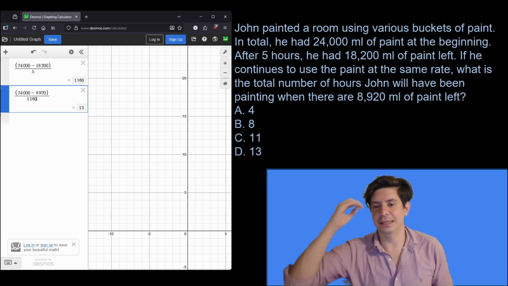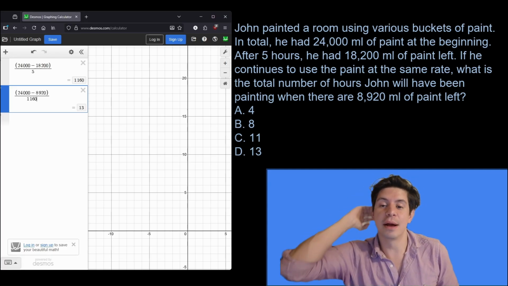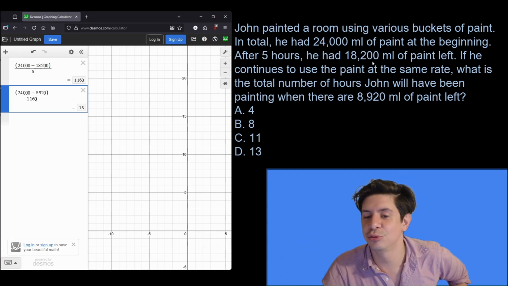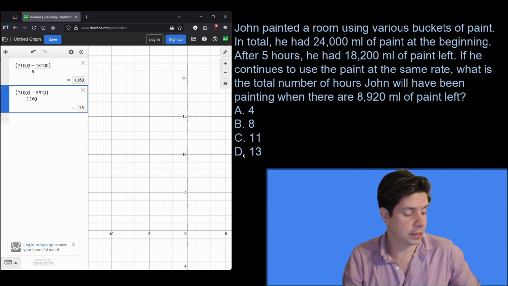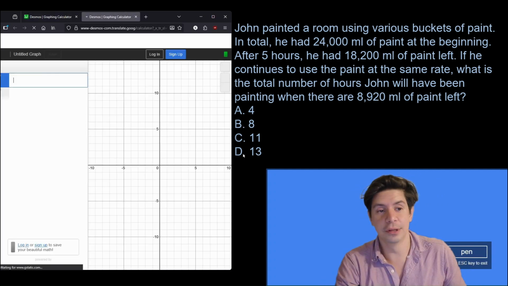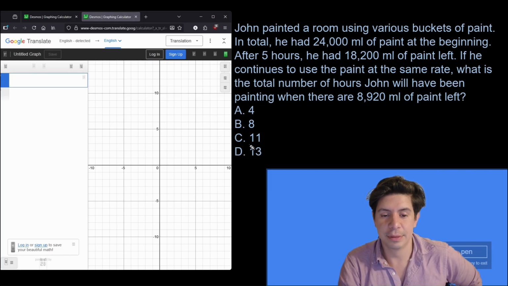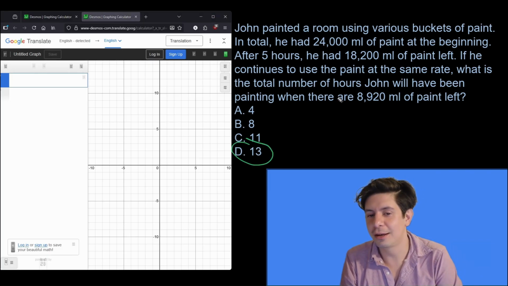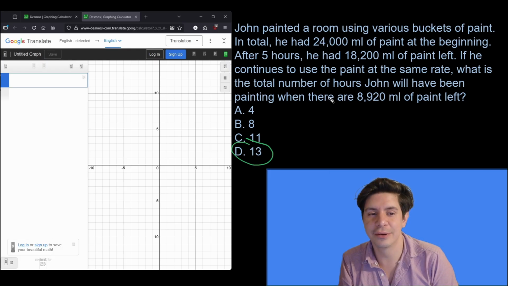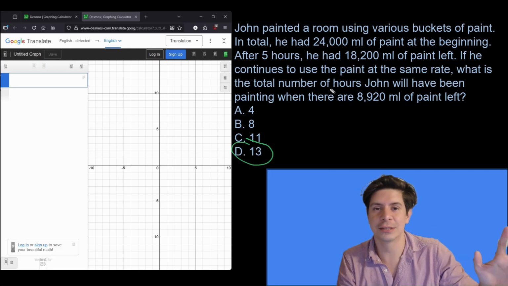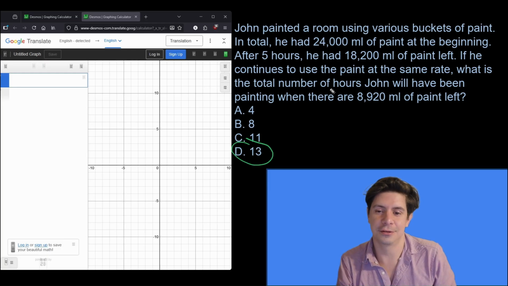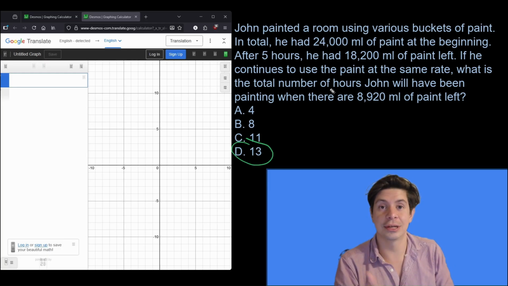Our answer is D. One thing that throws people off is they might just do the difference between 18,200 and 8,920 and get B, but really our answer is C. Now normally, people who know me know I like to write things out, but here the numbers are complicated enough that I'm going to have to be doing Desmos anyway, so I might as well just type the numbers in and use Desmos as a way to write things out. Okay, so that's a great strategy to use to help you out.